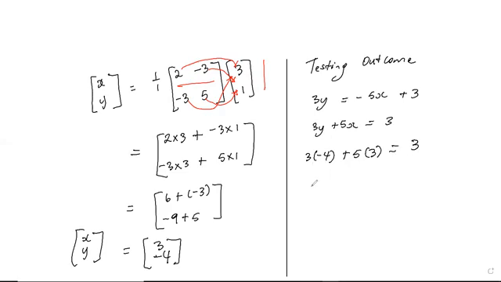So 3 times -4 is -12, plus 5 times 3 is 15, equal 3. -12 plus 15 gives us 3 equal 3. Therefore, our results are correct. Right. Good.